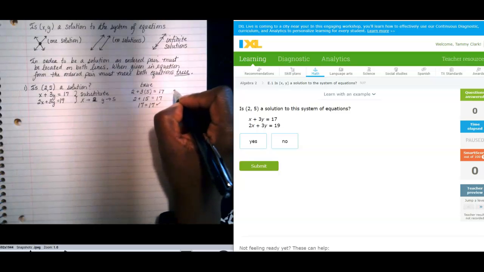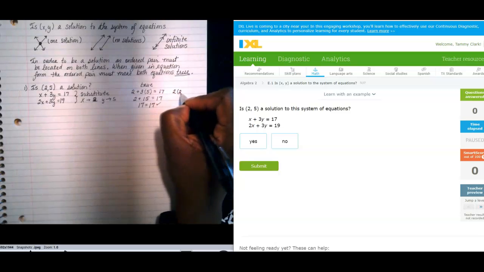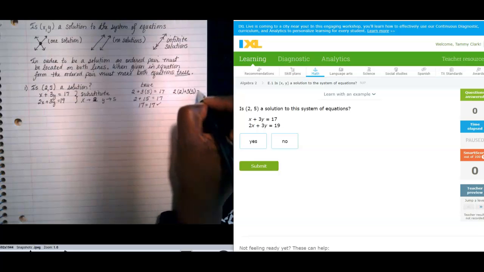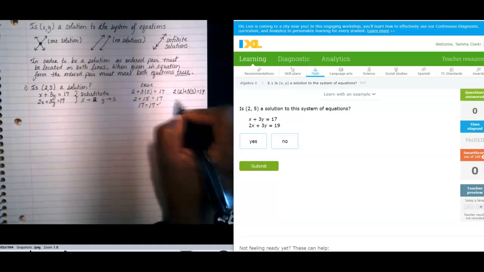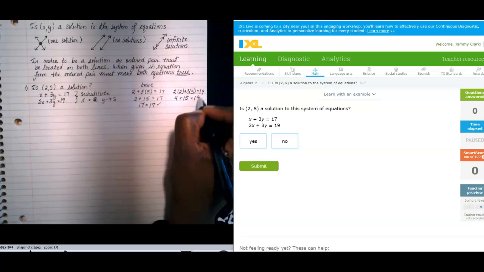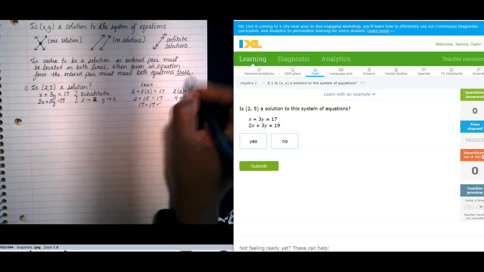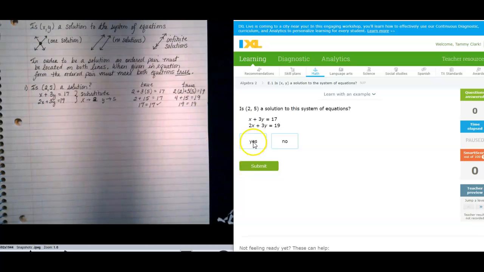So we have 2 multiplied by 2 plus 3 times 5, and we're trying to see, does that equal 19? Well, we have 4 plus 15, does that equal 19? 19 equals 19. That is true. So we would say, yes, (2, 5) is a solution to the system of equations.